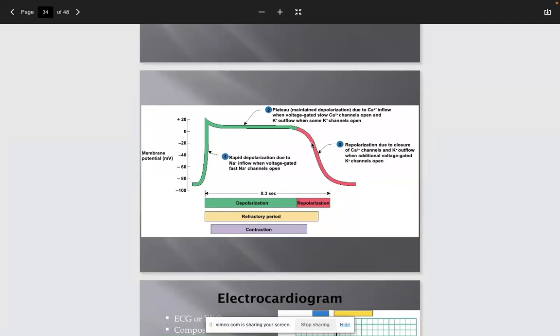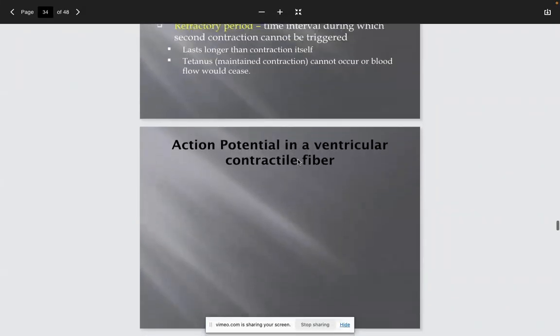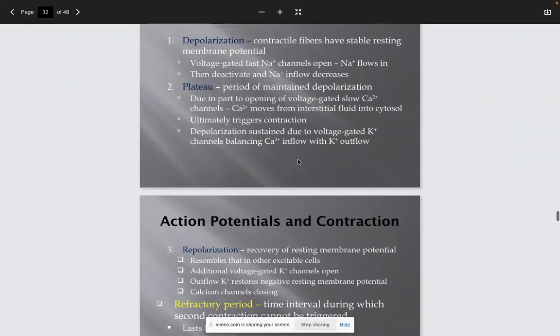You're going to have repolarization. Repolarization again is due to this potassium outflow. Okay, potassium is continuing to outflow. Potassium channels stay open. However, the calcium channels close. This is leading us to repolarization. So again, we'll kind of walk through it in terms of words.